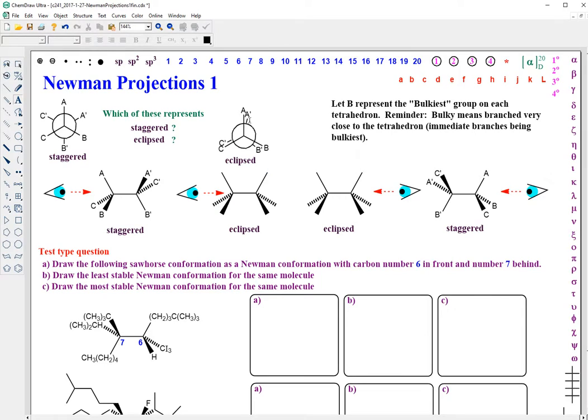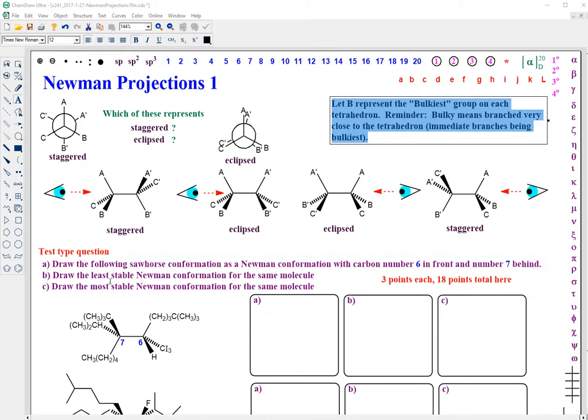Let's pick it up a notch here. A directly above my eye here, directly above my eye here on the two eclipses from each side. B to my right. C to my left. A prime directly behind A, both conformations. C prime directly behind C, both conformations. B prime directly behind B, both conformations.